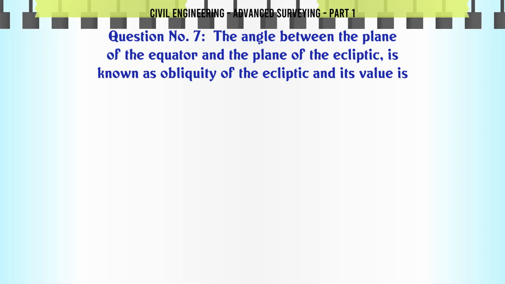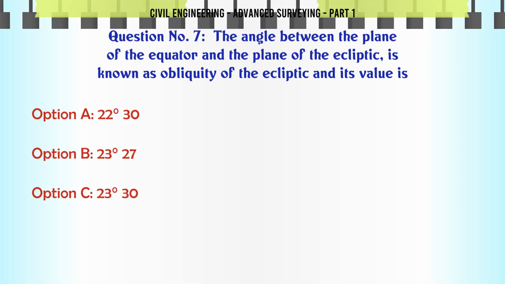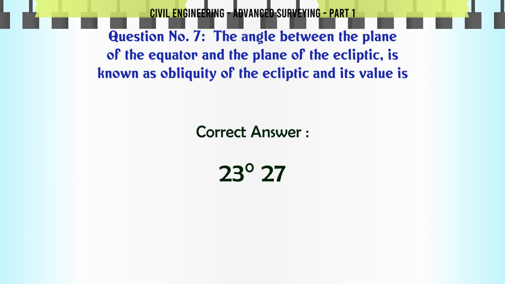The angle between the plane of the equator and the plane of the ecliptic is known as obliquity of the ecliptic, and its value is: A. 22 degrees 30, B. 23 degrees 27, C. 23 degrees 30, D. 24 degrees 0. The correct answer is 23 degrees 27.